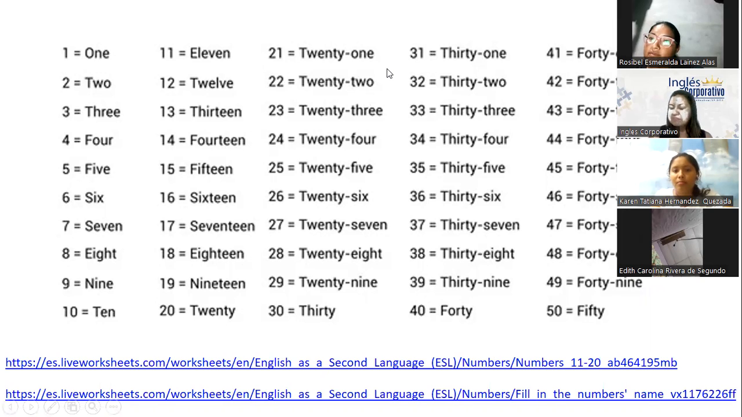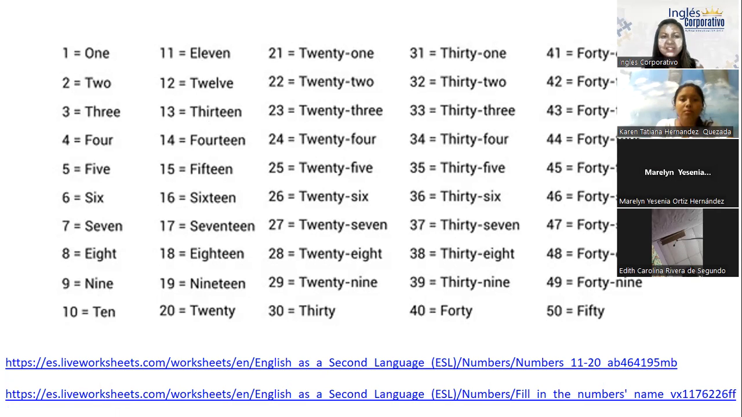Okay, I can see that you have a good idea about the numbers in English. I will tell you something, guys. In the numbers from 11 to 20, there is something very interesting that you need to know. For example, we have 11, 12, and then we start with 13. The emphasis is in teen, okay? 13, 14, 15, 16, 17, 18, 19, 20. Why? Because in that way, we don't confuse, for example, 14 and 40.